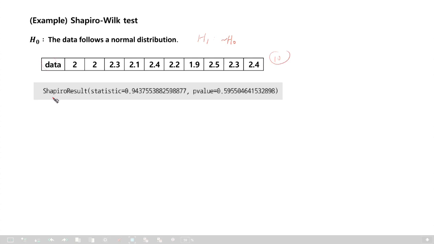This is the Shapiro result from Python. The value of the statistic W is 0.9437. And the p-value is 0.5955, almost 0.6. So H naught cannot be rejected. So for these 10 data points, we can say they follow a normal distribution.